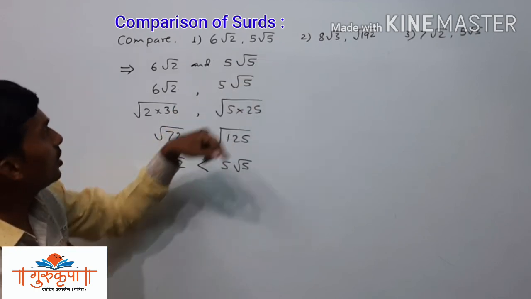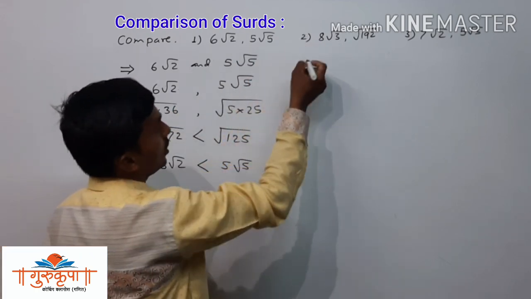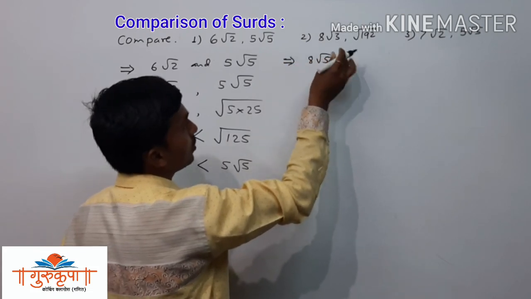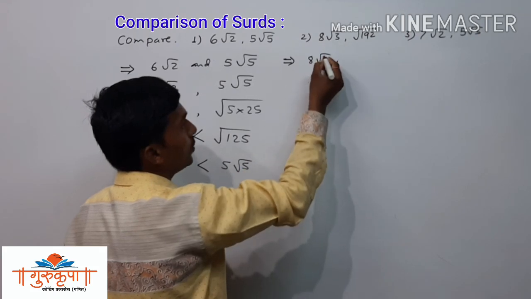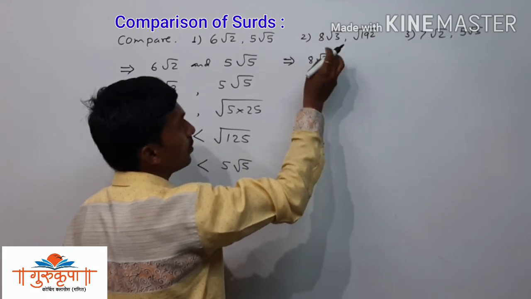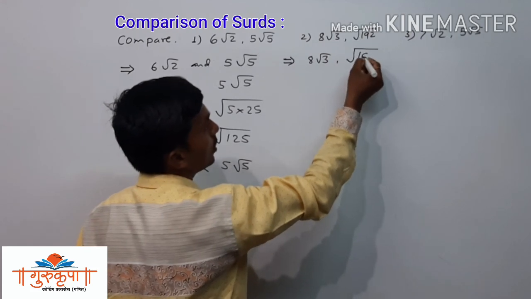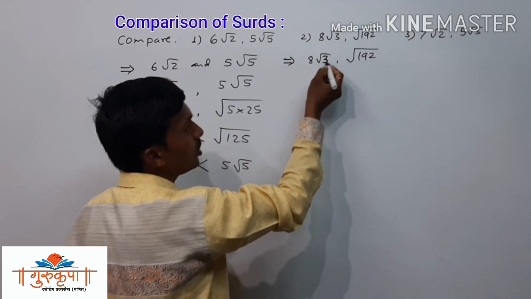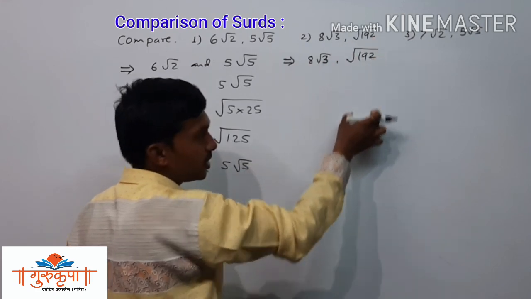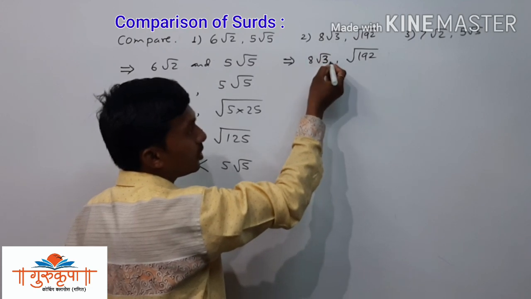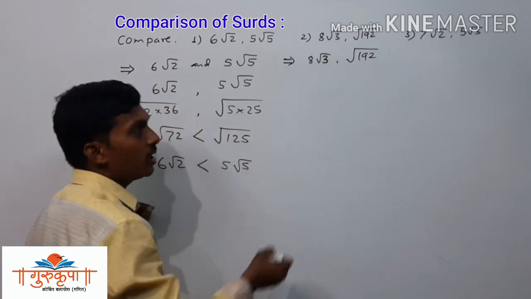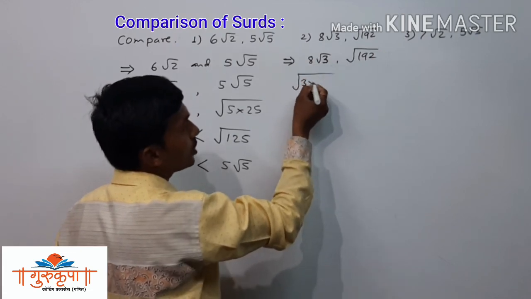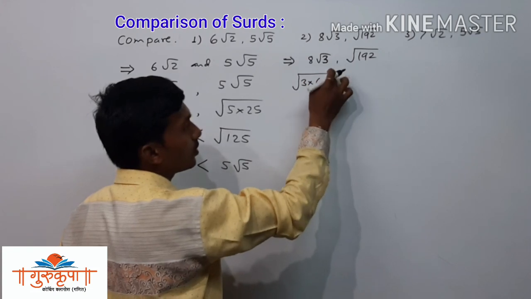Now here we will solve the second example. Here we have given 8√3 and square root of 192. Here no need to make any change, just we have to change this number. We will put this number as it is. Now here 8 we have to transfer inside the radical sign. Here we have 8√3, so here we can write into the square root 3 multiplied by 64.